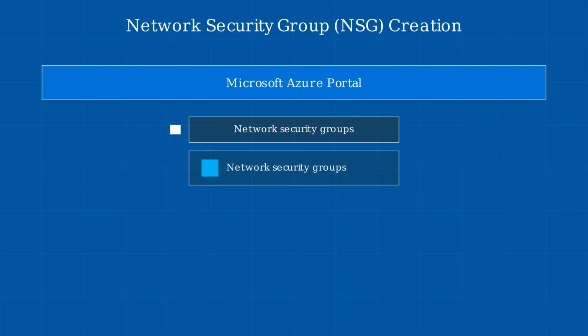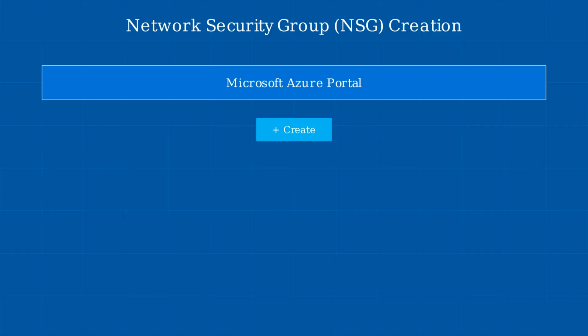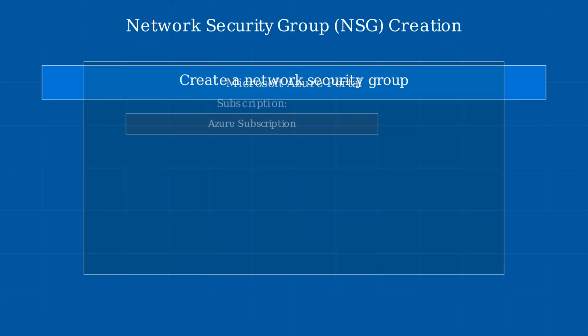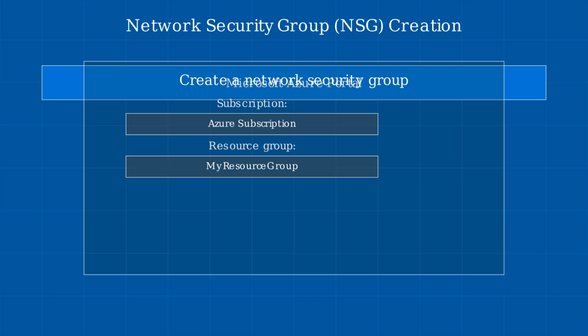Select Network Security Groups from the search results. Click the plus Create button to start creating a new network security group. In the NSG creation form, enter the required information. First, select your subscription. Next, select an existing resource group or create a new one for your NSG.